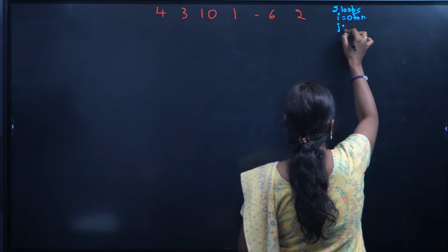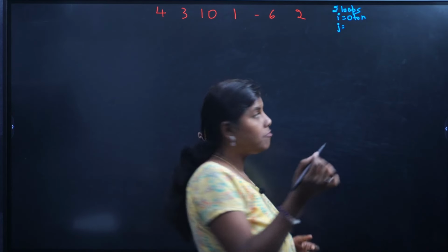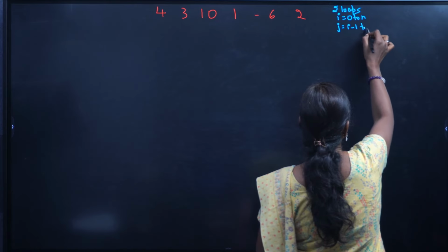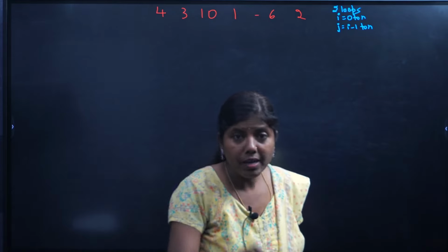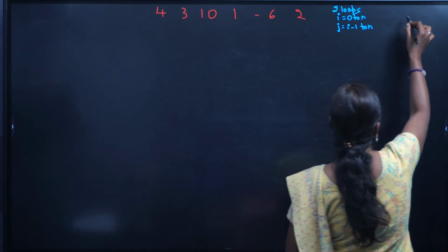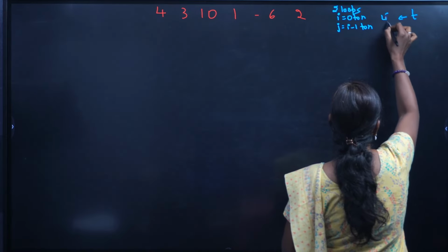And there will be another loop. What is the j loop? The j loop is going to be from i minus 1 to n. And what is happening? Swapping is not happening here, shifting is happening. What is that shifting? t will be stored in L of j plus 1.